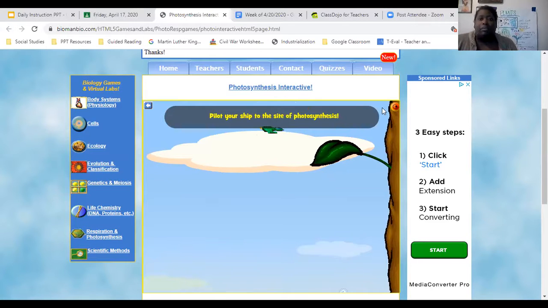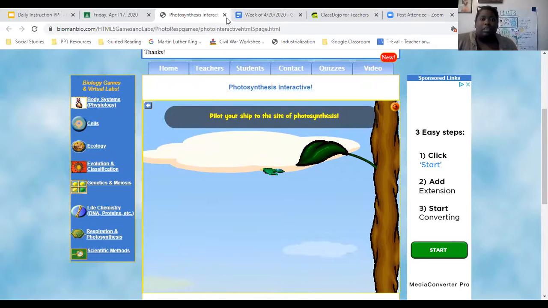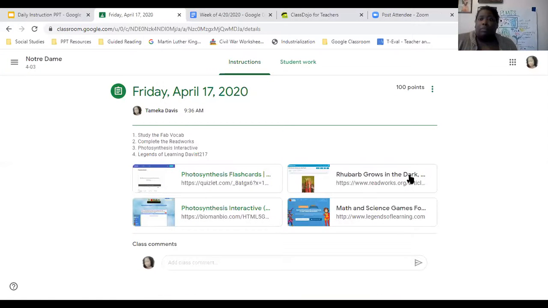I'm not going to walk you through the game, because then I feel like I'll be giving it away, and I don't want to do that. So I'm going to close this out, but just make sure that after you finish your ReadWorks that you play the interactive game. To shoot, you use the space button, and to move, you use the arrow keys. And I know that you have those on your Chromebooks.